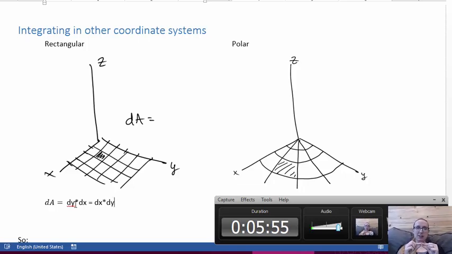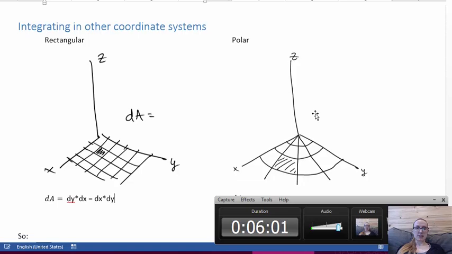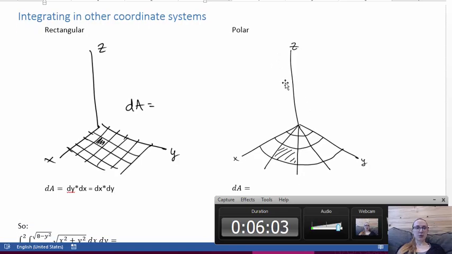But this little piece of area is easy to compute because it's just a rectangle, so just length times width. In our polar coordinates, this is a little bit more complicated because we're dividing up our angle into little pieces of angle, and then we're dividing up the radii into a dr or a delta r or something like that.